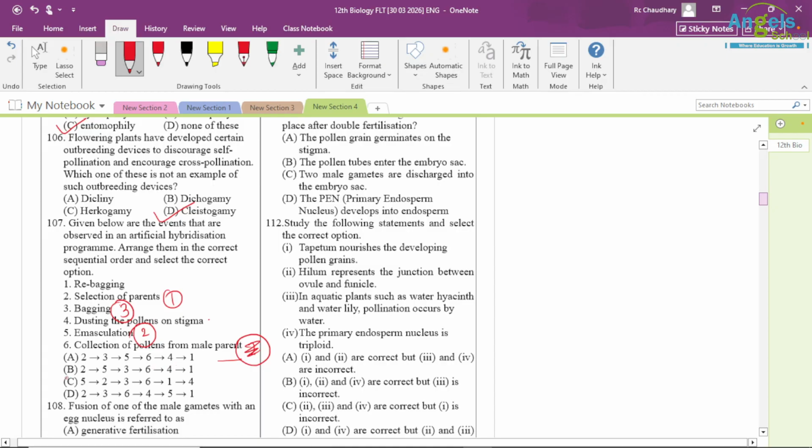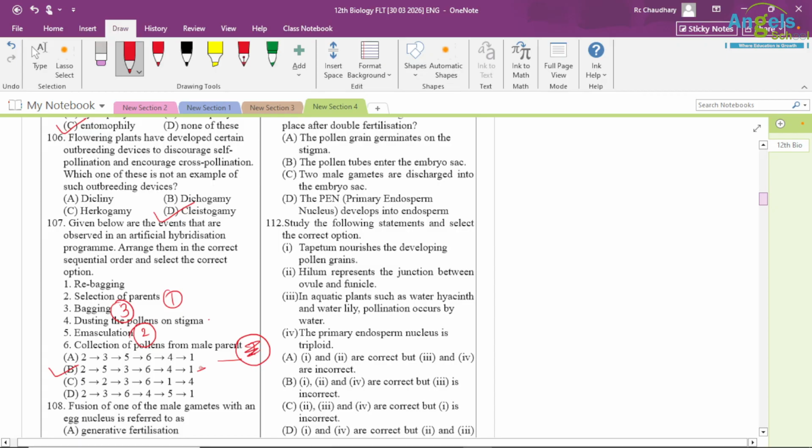So here B option is correct. Selection of parent, then emasculation, then bagging, then collection of pollen grain from male parent, then dusting on a stigma and rebagging. Okay, so rebagging is the last option, and B option is correct.